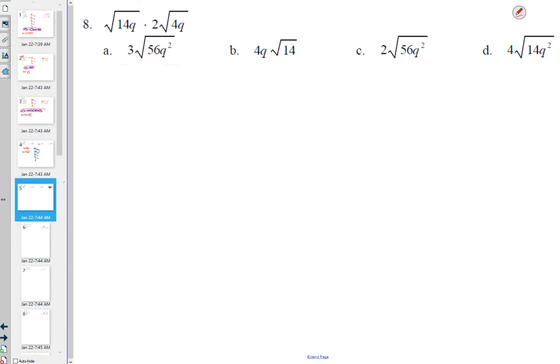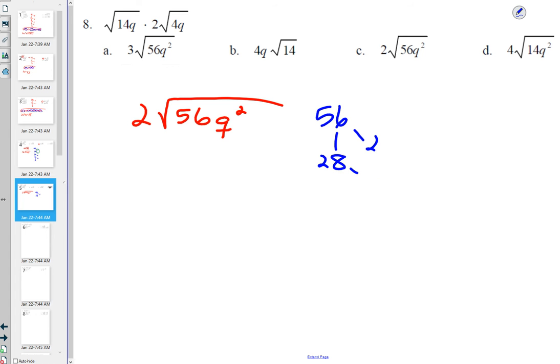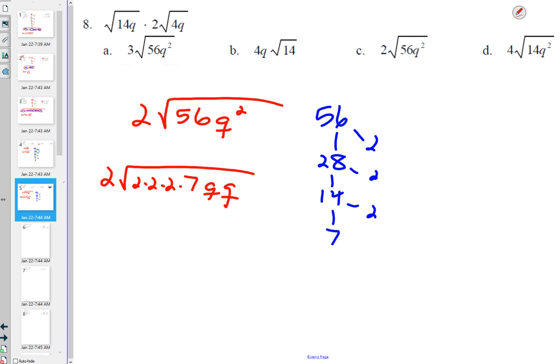Hey, we're going to multiply again, as Lana said, outside with outside. What numbers are on the outside? 1 and 2 is 2 on the inside. 14 times 12 is 56. And q times q is q squared. Then I'm going to do a tree with the 56. I already have a 2, and 2, and 2, and 2, and 7, and q, and q.